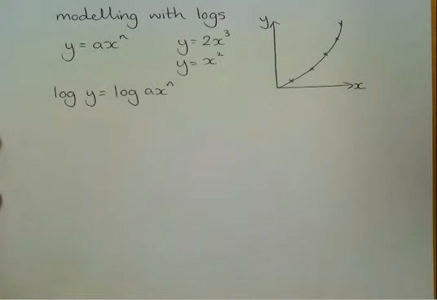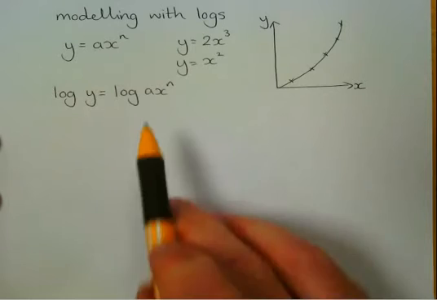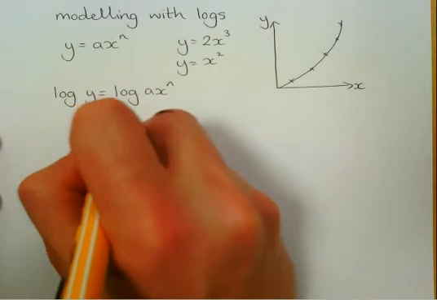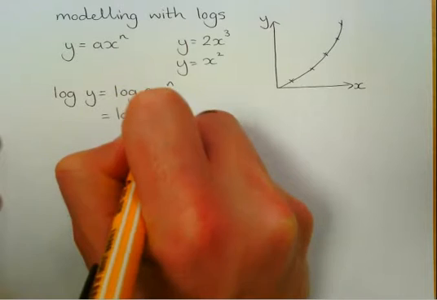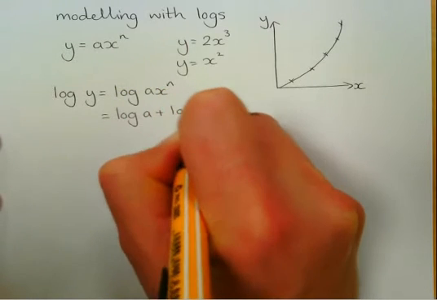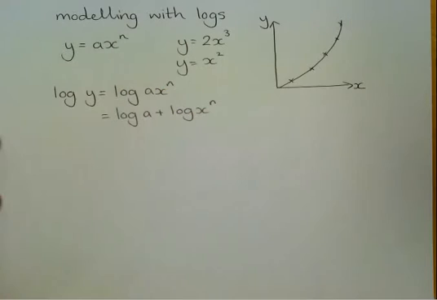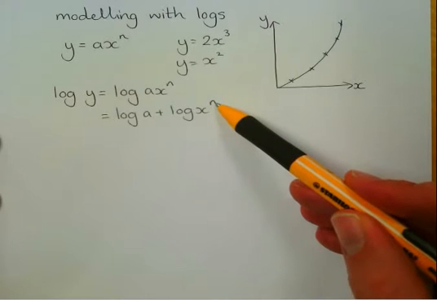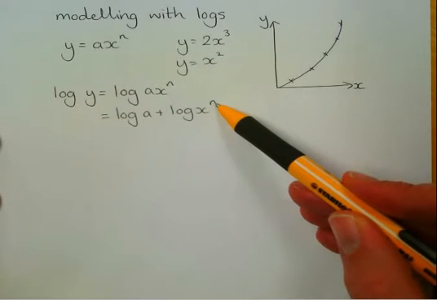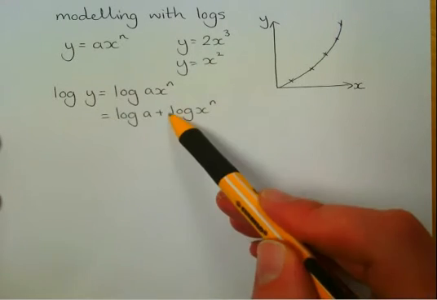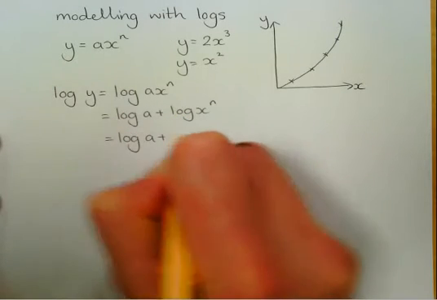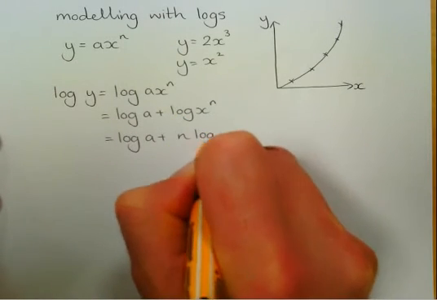Now you need to understand your log laws here, and you can see that these are being multiplied. So you can use the multiplication law, if that's what you call it, and separate them. And the next thing I would look at is this power here. So because we have a power of n, using the power law, we can bring that down in front, like so.